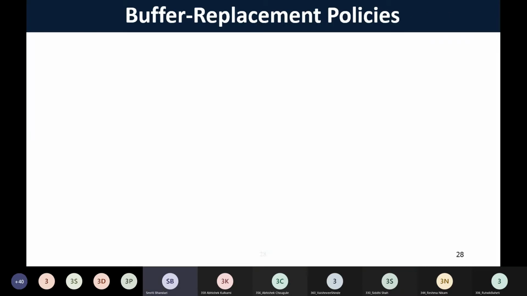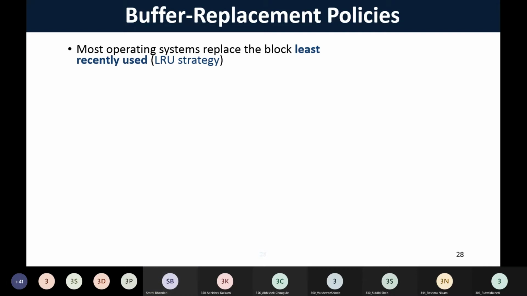For general purpose programs, it is not possible to predict accurately which blocks will be referenced in future. Therefore, operating systems use the past pattern of block references as the predictor of future references. So most of the operating systems are using the strategy known as least recently used strategy for replacing the blocks in the buffer.